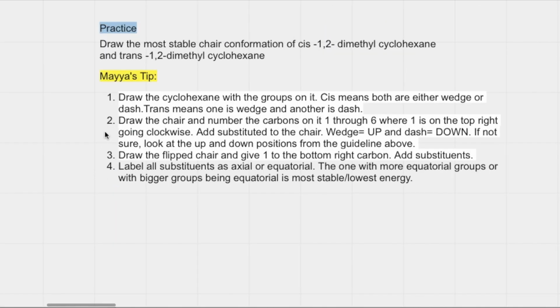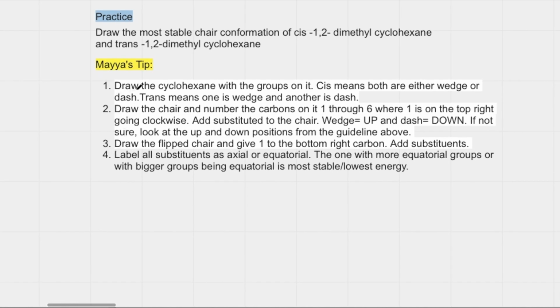Let's practice drawing the most stable chair conformation of cis-1,2-dimethyl cyclohexane and trans-1,2-dimethyl cyclohexane. First, I'm going to guide you through how to do it, and then we will go ahead and do it. So we first have to draw cyclohexane with both groups on it, and cis means both are either wedge or dash, so either both wedge or you draw both of them dash. And trans means one group will be wedge and another will be on a dash.